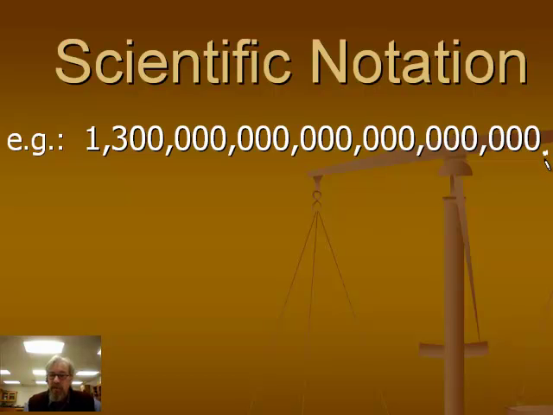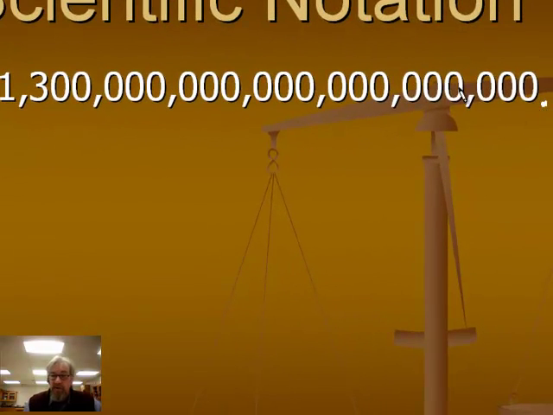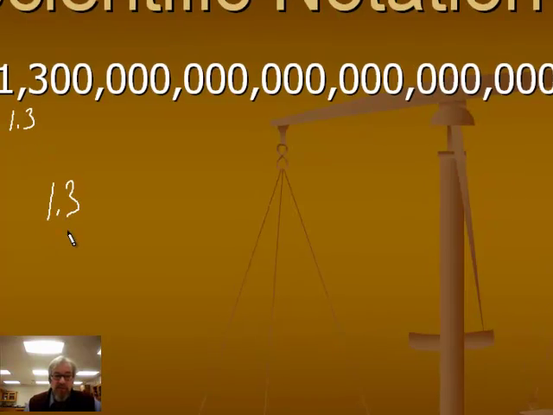And I'm going to move it however many spaces I have to until I have a number that's between 1 and 10. So I'll move it to the left, 3, 6, 9, 12, 15, 18, 21 places. And then I have 1.3, a number between 1 and 10. So you're going to move it as many places as you have to until you have exactly one digit to its left. So that's going to be my mantissa, the 1.3 part.